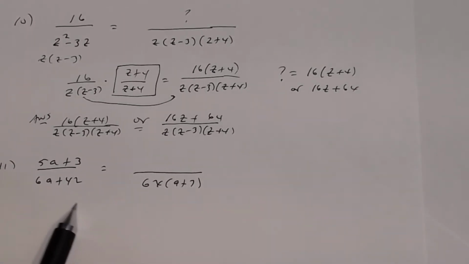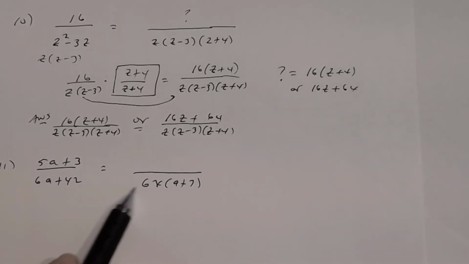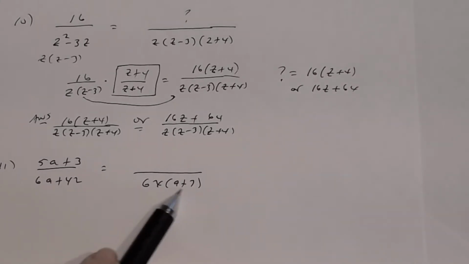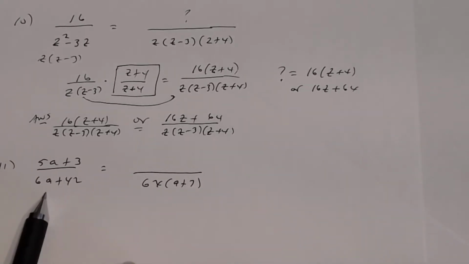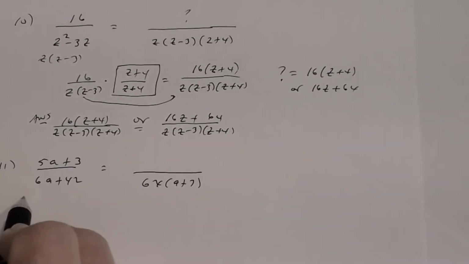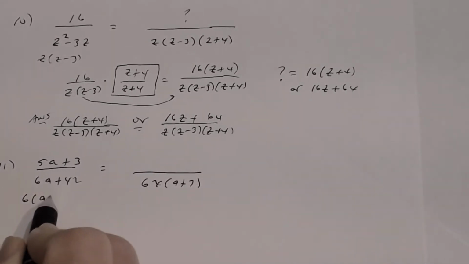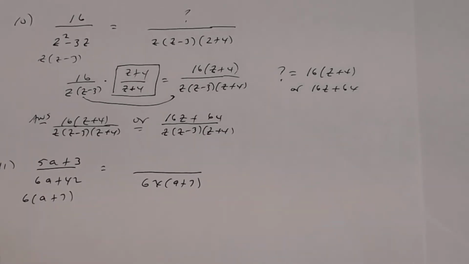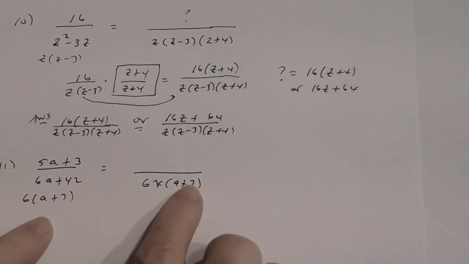You want to find an equivalent rational expression that has this denominator. Notice it's already in factored form, so that's good right here, but this is not. So we've got to factor out, in this case, a 6. If I factor out a 6, I get 6 times a plus 7. So look at this and look at this and what's missing. What do I need to multiply this denominator by to get these factors?